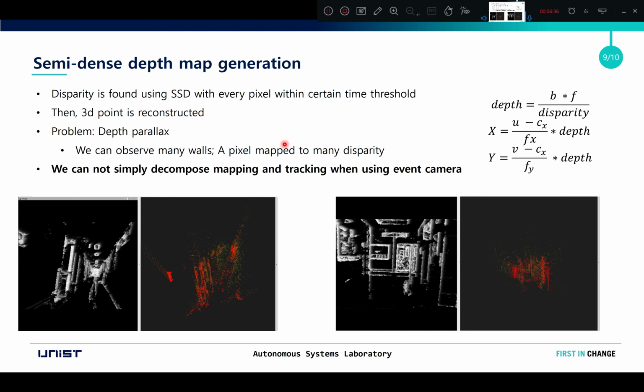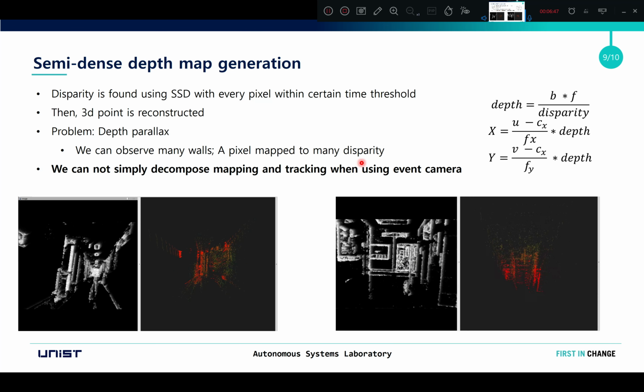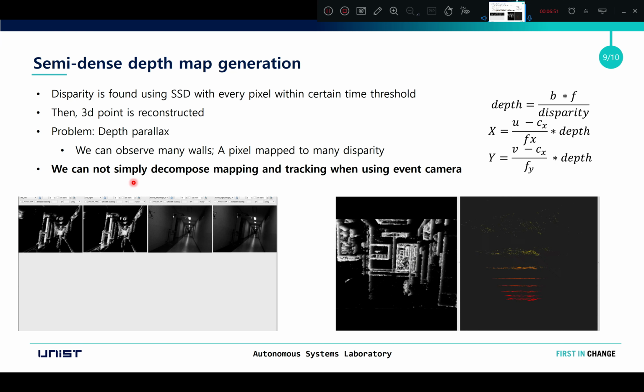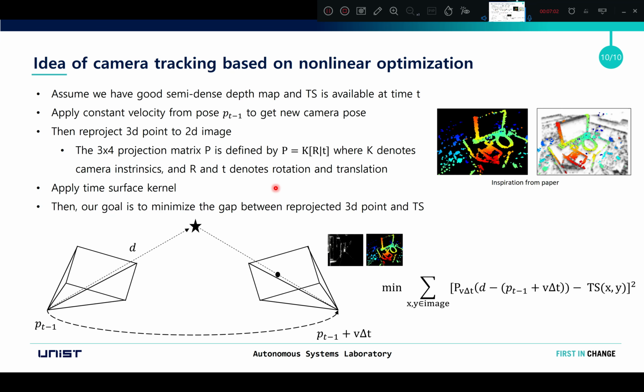But the problem that happens is depth parallax. As you can see in the video, you can see many walls. This happened because a pixel is mapped to many disparities. So at this point, I realized that I cannot simply decompose mapping and tracking when using an event camera. So far, this consumes a lot of time, so the last thing is left as an idea.